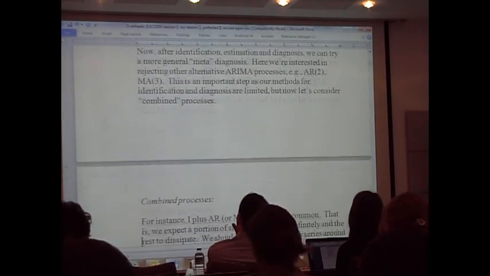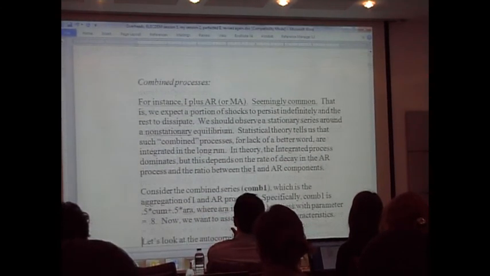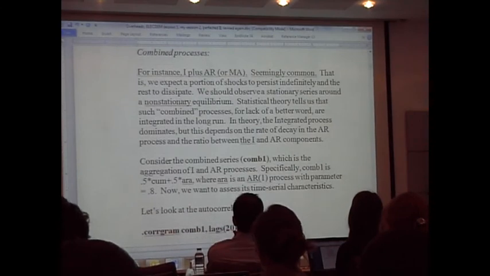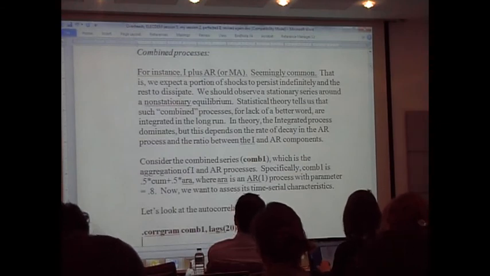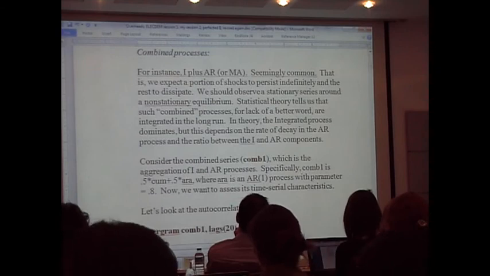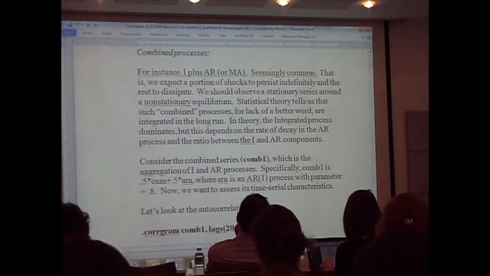And that's called a meta-diagnosis, right? That's some of the stuff that we talked about already. There are some statistical tests that help you sort through those kinds of things. Judgment is also a large part of it. So with time series, particularly when you're dealing with finite time, judgment is a lot of it.